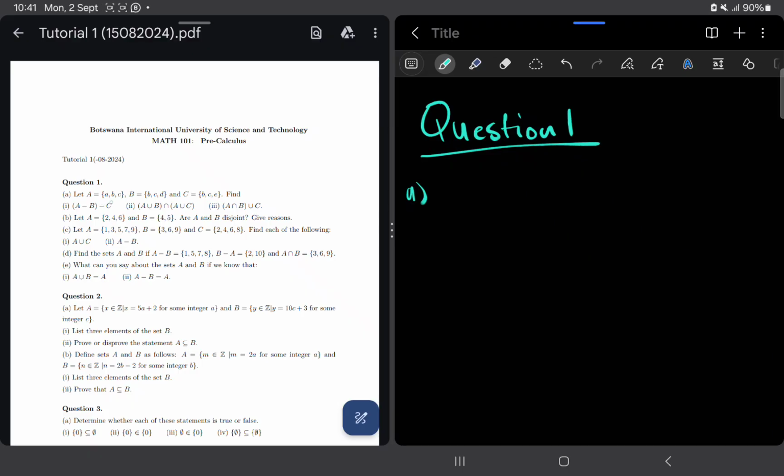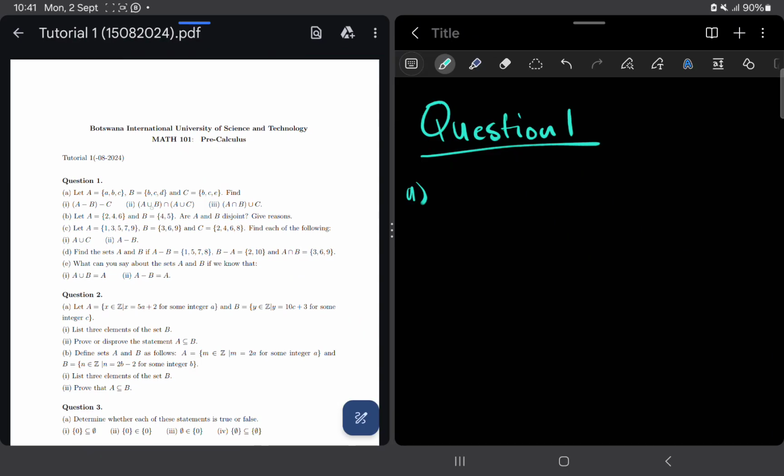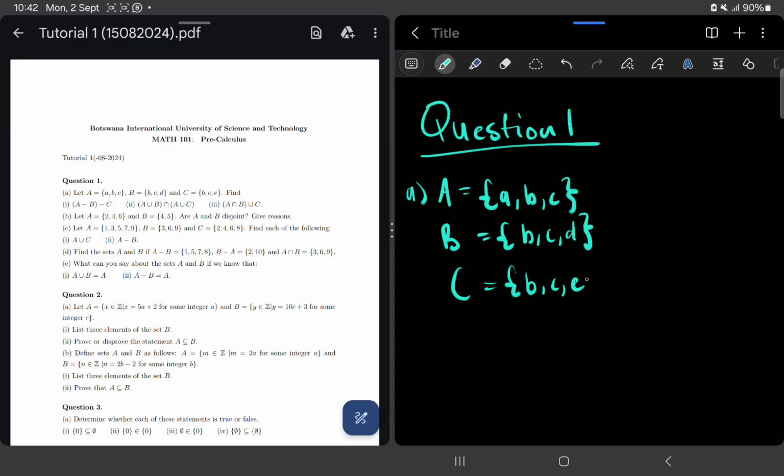It says you've got set A, which has A, B, and C, set B, which has B, C, and D, and set C, which has B, C, and E. Find A minus B, then minus C. Whenever we have something like this, we always start with the things that are inside brackets. So the first thing we'll do is to say, set A is equal to {A, B, C}, set B is equal to {B, C, D}. Put our braces, sorry, this is listing notation, right? Set C is equal to {B, C, E}.